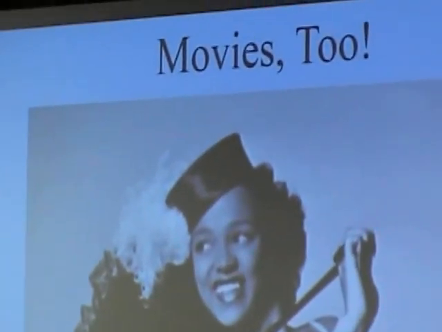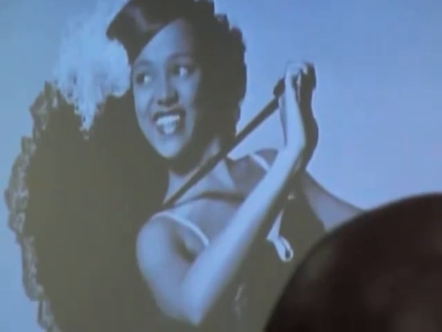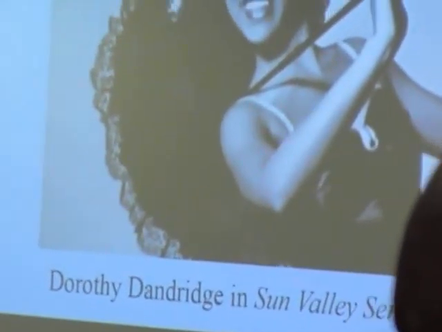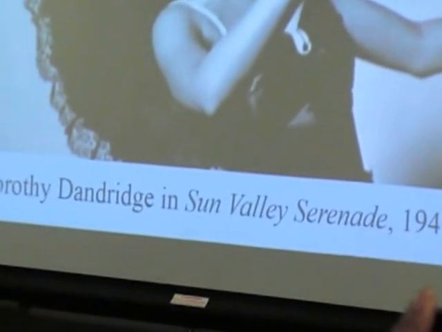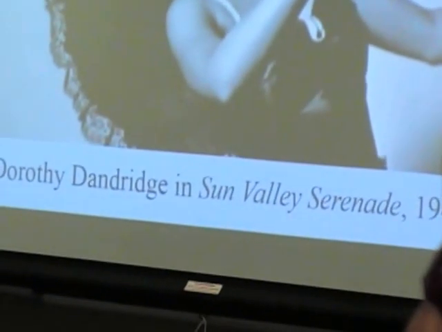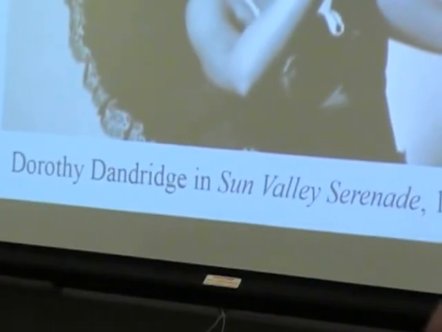Louis Armstrong, like the Mills Brothers, appeared in movies. His career in movies dates back to the 1930s. Shown in the poster, Dorothy Dandridge appeared with many white musicians in Sun Valley Serenade in 1941. By the 1940s, black entertainers appeared regularly in movies made in Hollywood. American culture was changing.